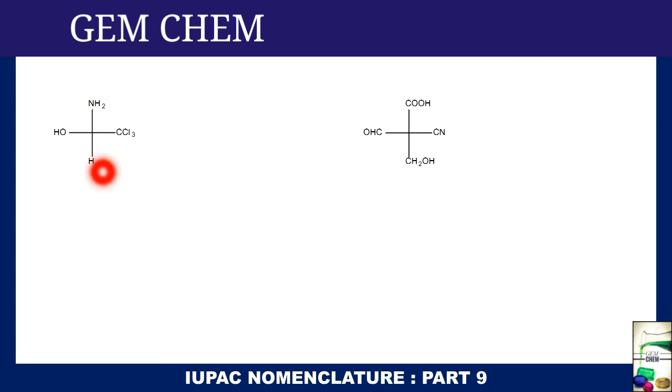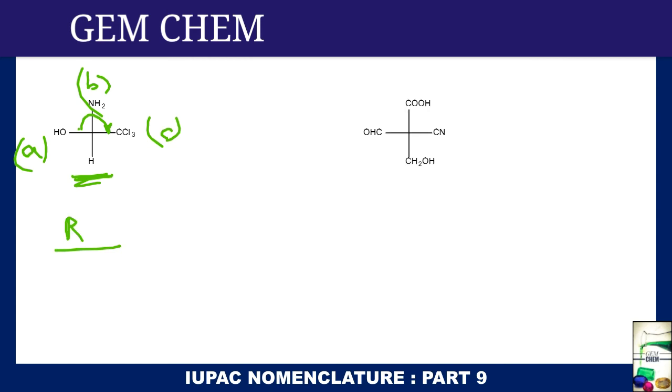Now if we consider this one, here we see OH, NH2 and CCl3. So from the first atom only we can assign the value of the priority sequence, A, B, C. Since hydrogen is present below the plane, there is no problem, we are going in the clockwise direction, so this is R.